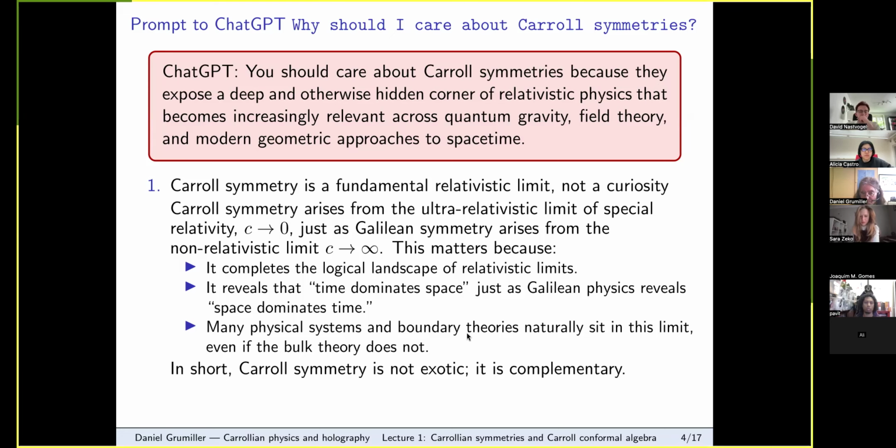Many physical systems and boundary theories naturally sit in this limit, even if the bulk theory does not. Okay, there's some truth to it. In short, Carroll symmetry is not exotic, it's complementary. Well, if it was just this fact, you would still consider it exotic because it's really the opposite limit of the limit that we care about in everyday life. And it's not so easy to envisage a scenario in physics where the speed of light going to 0 matters.